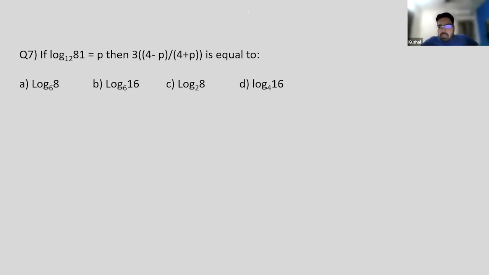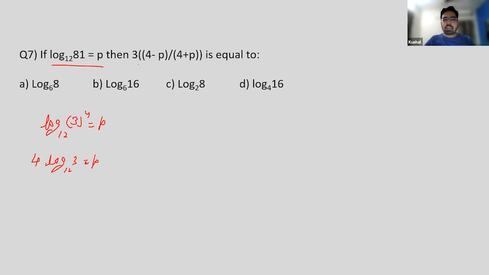Right. Let's have a look at question number 7 and try and solve this. It says log base 12 81 is equal to p. Correct. So can I then rewrite this as log base 12 of 3 to the power of 4 equals p, which is 4 times log base 12 of 3. Just simplifying, what is the value of p.